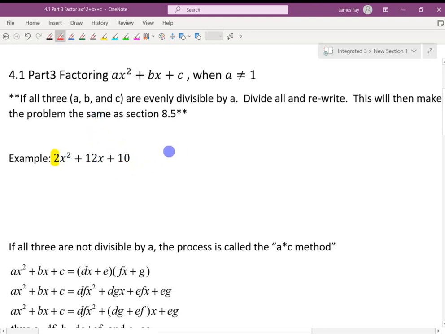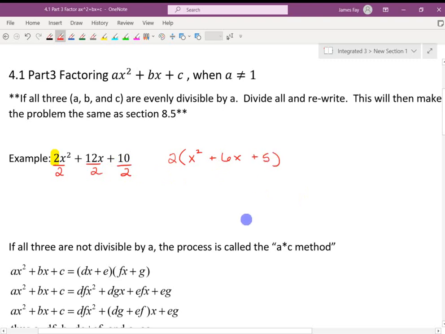Now this is the way that we do it. We're going to bring the 2 out, and then we'll write a set of parentheses. And inside the parentheses is the result from dividing each of these things by 2. So what do I get when I take 2x squared divided by 2? X squared. What do I get when I take 12x and divide it by 2? 6x. And what do I get if I take 10 divided by 2?